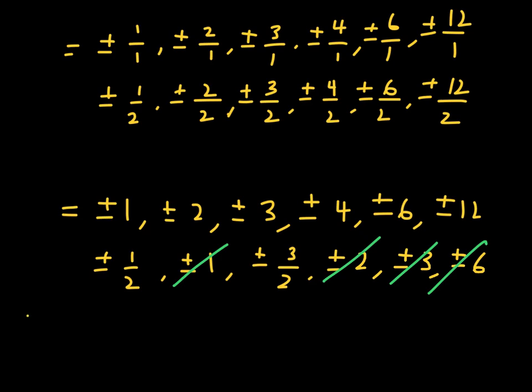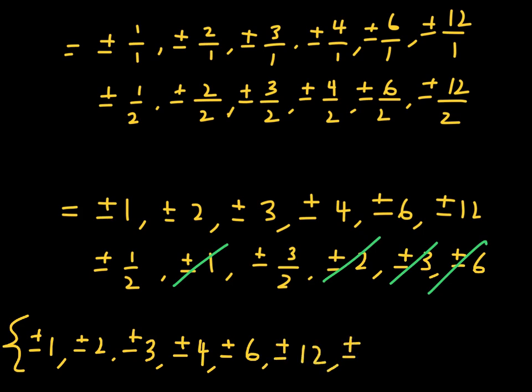So all of the possible rational zeros are plus or minus 1, plus or minus 2, plus or minus 3, plus or minus 4, plus or minus 6, plus or minus 12, plus or minus 1/2, plus or minus 3/2. This is the complete list of possible rational zeros. So once more, I'll explain this. If the function has any rational zeros, we're guaranteed that they have to be in this list.